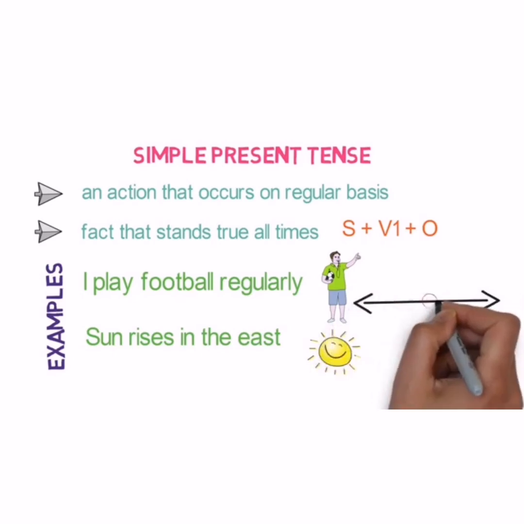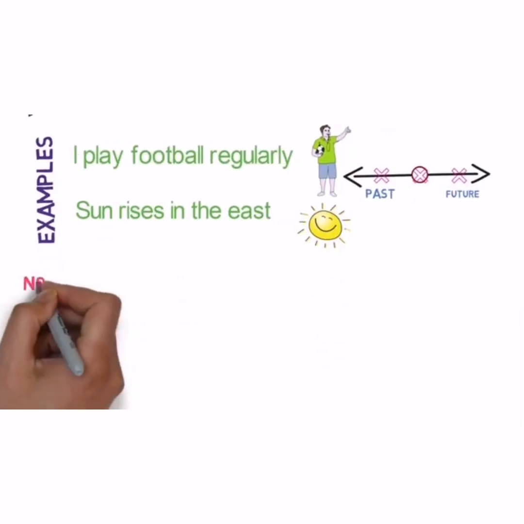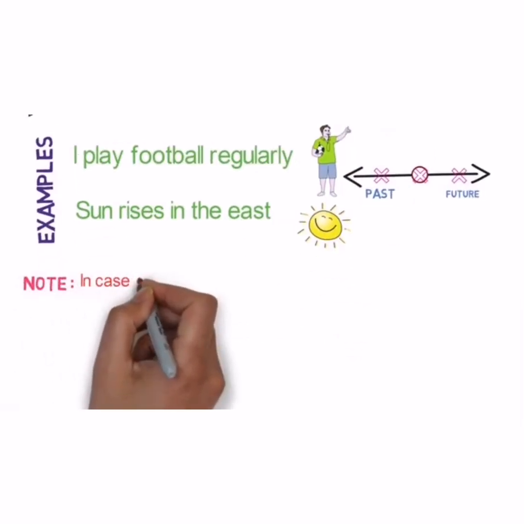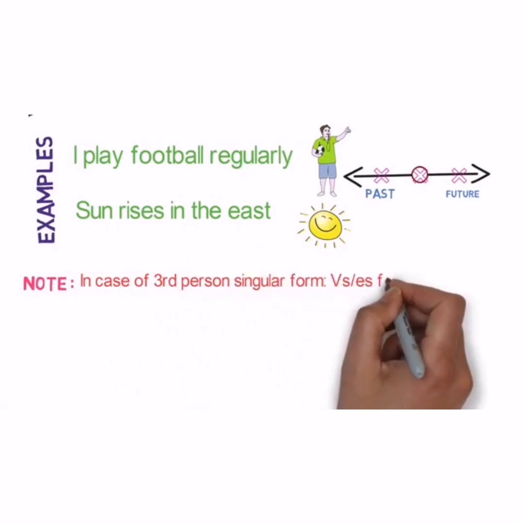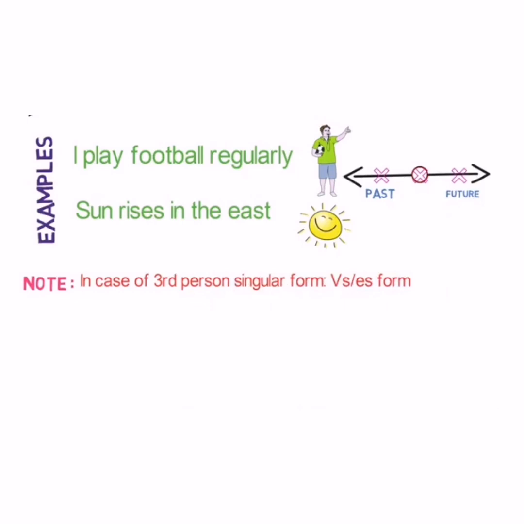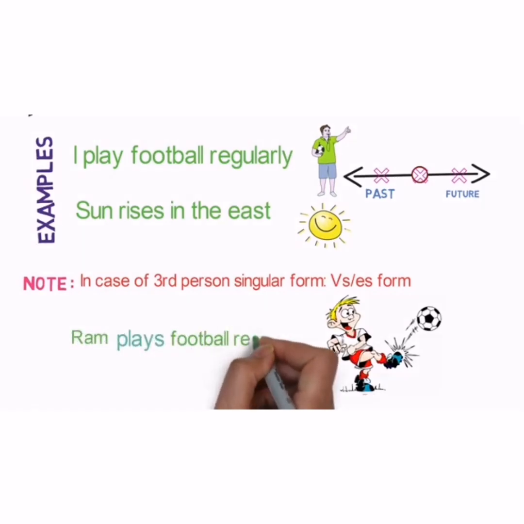Let's look into the timeline to see where all this action occurred. We can say that the action was happening in the past, is happening now and will continue in future. Now students, note that in case of third person singular form, verb s or es form is used. Okay, for example, in case of third person, like Ram, it will be Ram plays football regularly. So in the verb we have used s. Yes, Ram plays football regularly.